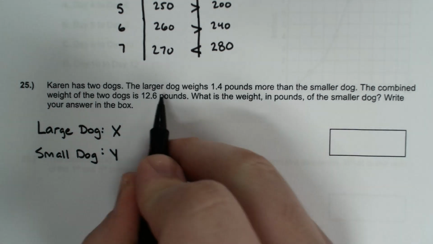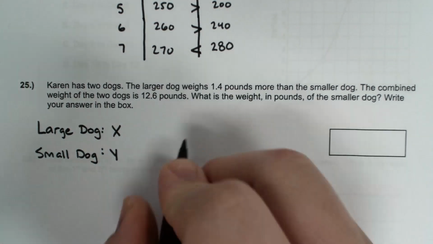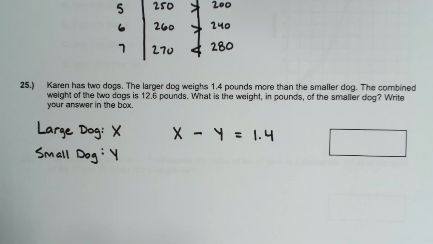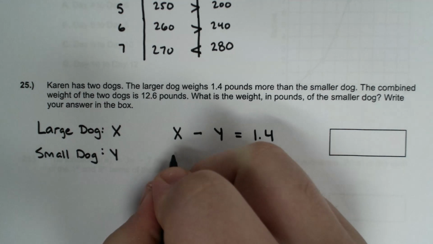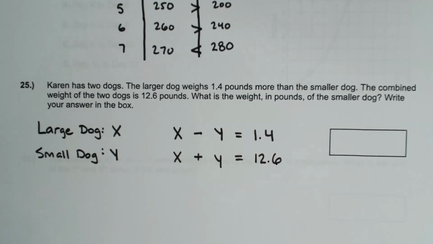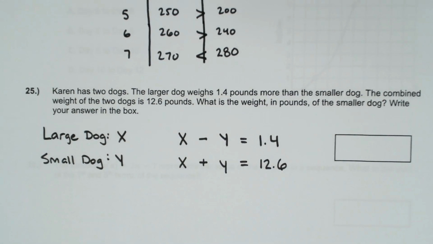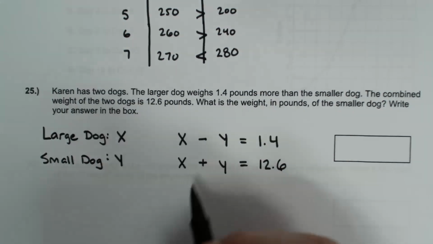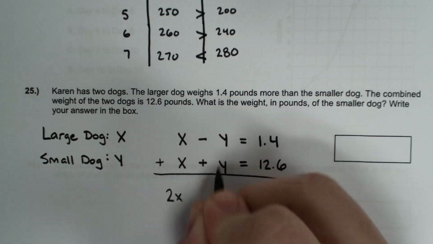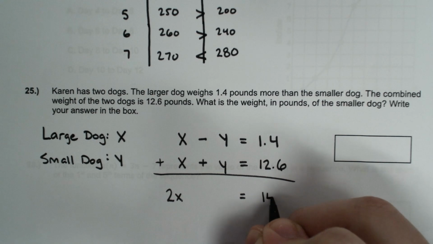So, the large dog weighs 1.4 pounds more than the small dog. That tells me if I take the large dog and subtract the small dog's weight, I'm going to get 1.4. But combined, their weight is 12.6 pounds. So the large dog plus the small dog is 12.6. Now, this gives you a system of equations. A couple ways to solve it. You can solve it by substitution. This one, not set up for substitution. Elimination. This one is because the x's and y's are lined up. And when I add these lines together, I'm going to get 2x, the y's cancel out, equals 14.